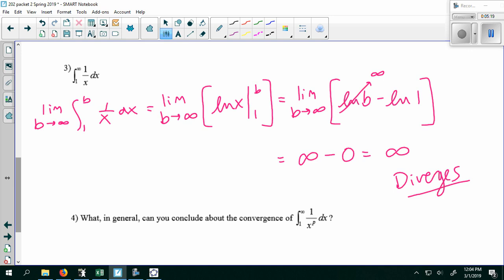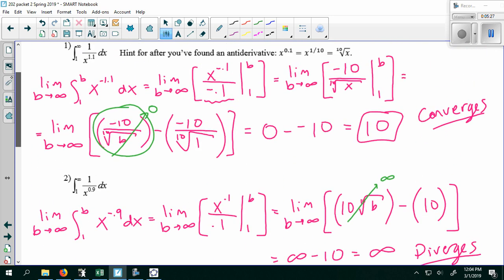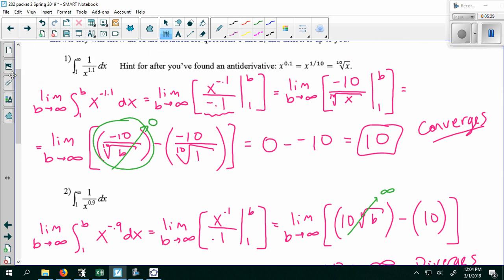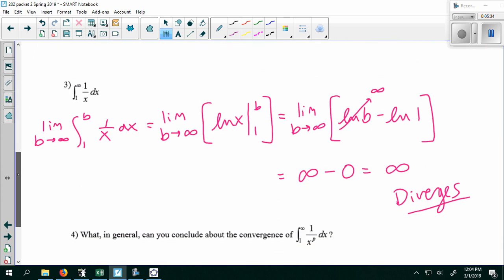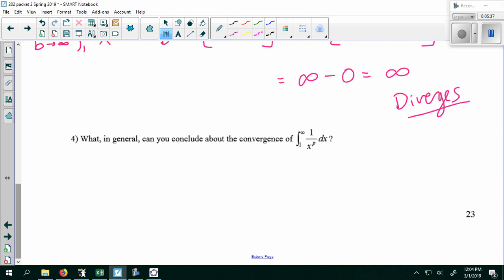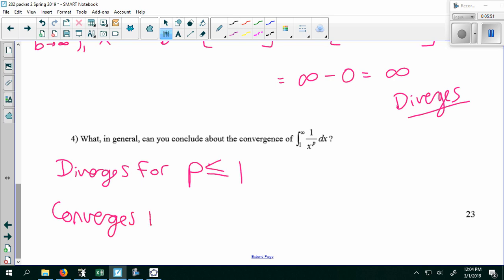And then in general, we can try to draw a conclusion based on these three examples. It looks like we converged when the exponent was bigger than 1, and diverged when it was smaller than 1, and also equal to 1. So it looks like we get divergence when p is less than or equal to 1, and convergence for p bigger than 1.